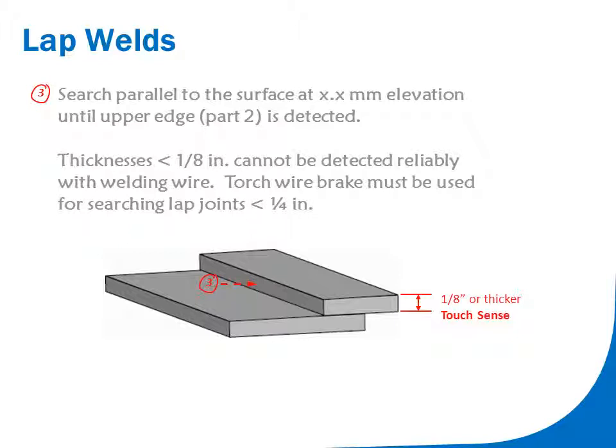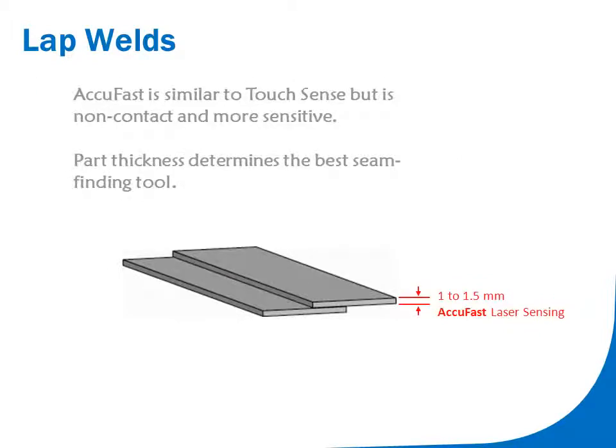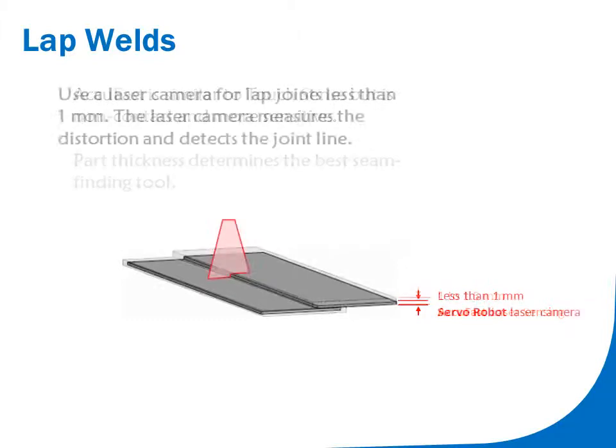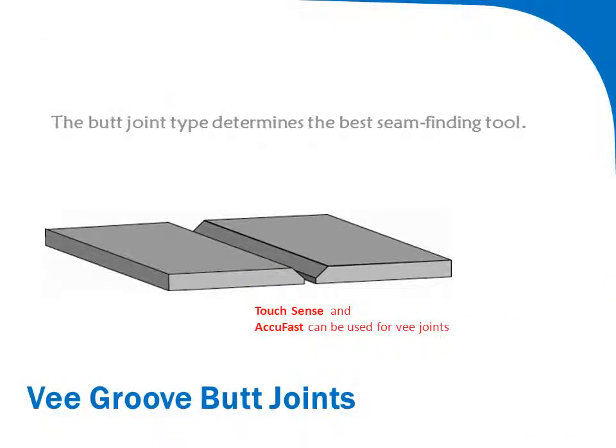AutoTeach then searches for the upper part. It automatically searches for the angle of the upper part and searches perpendicular during operation. AutoTeach ensures the most accurate results regardless of part orientation. AccuFast is used for thinner materials, and the non-contact sensor searches more quickly than touch sensing. Programming utilizes the same macro jobs as touch sensing. Laser cameras find lap joints on very thin parts and provide joint gap data.